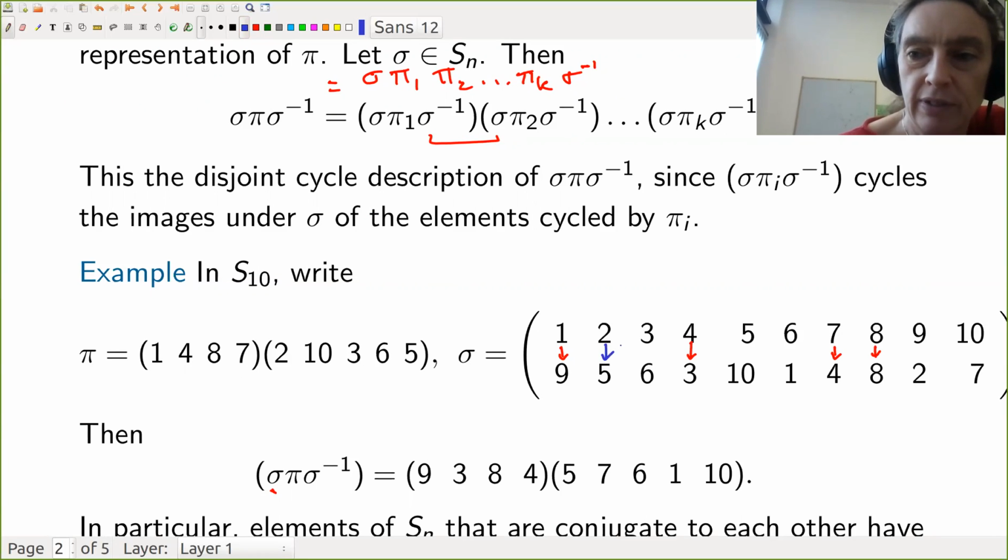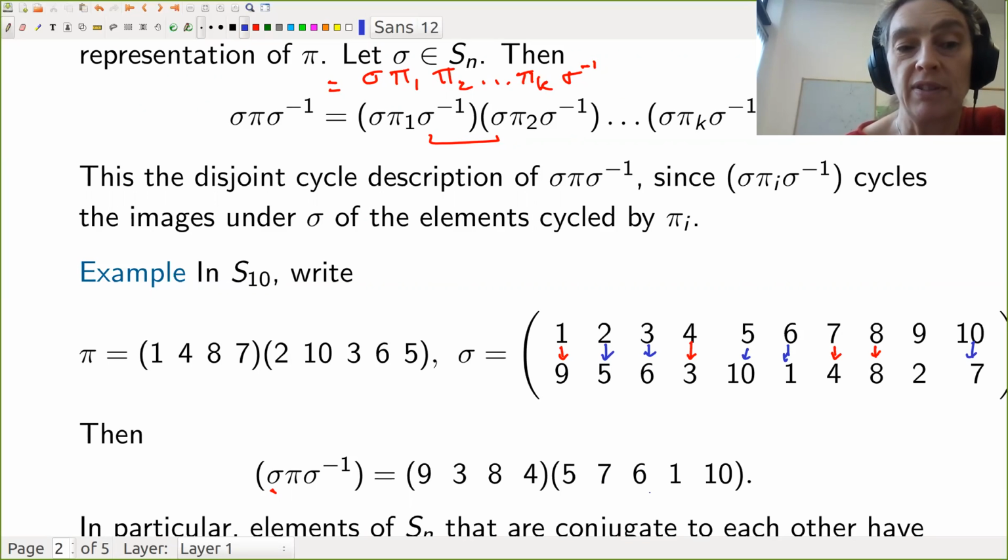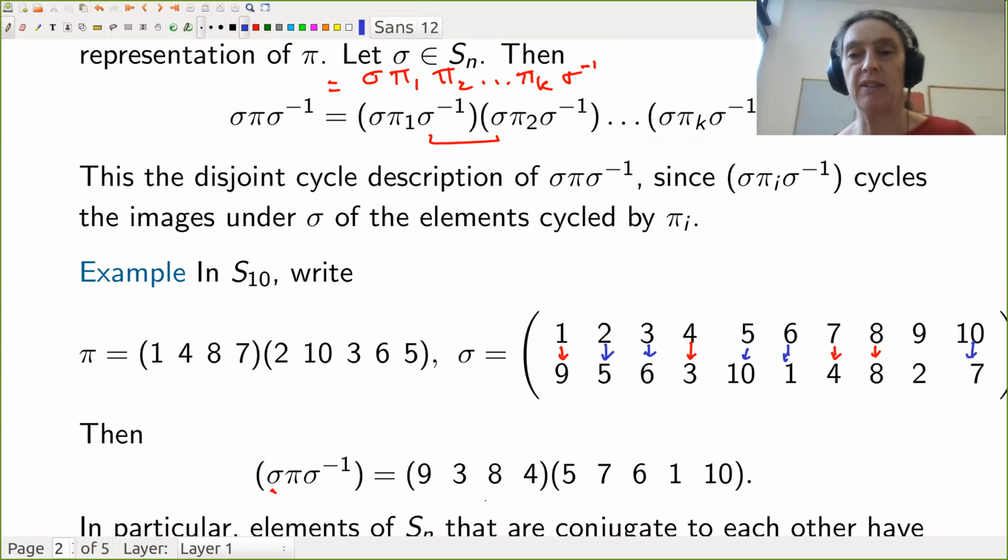goes to 5, 7, 6, 110. So we get a cycle 5, 7, 6, 110. And the fixed point of pi, which is 9, gets taken to 2. 2 is going to be a fixed point of sigma pi sigma inverse. It doesn't appear in either of these cycles.